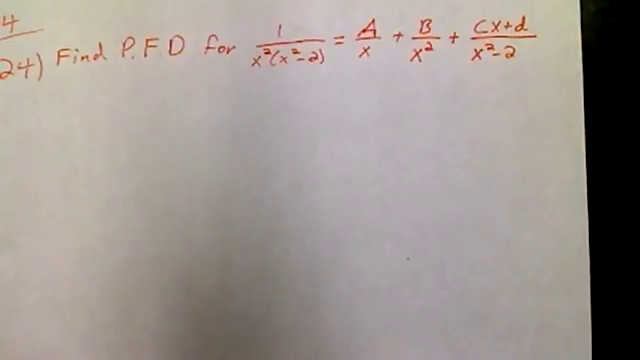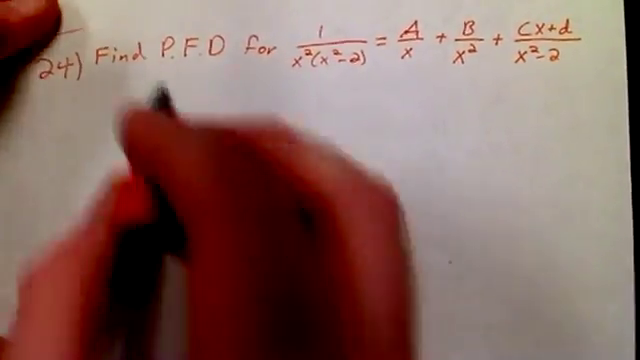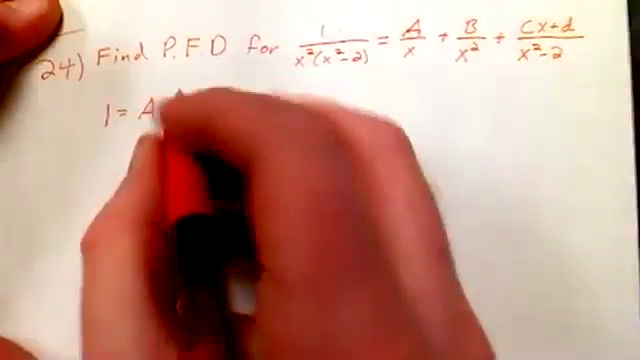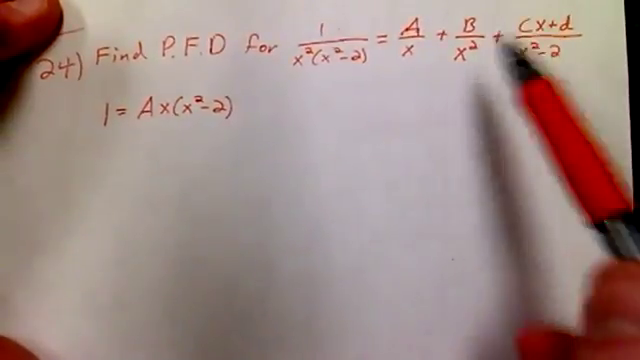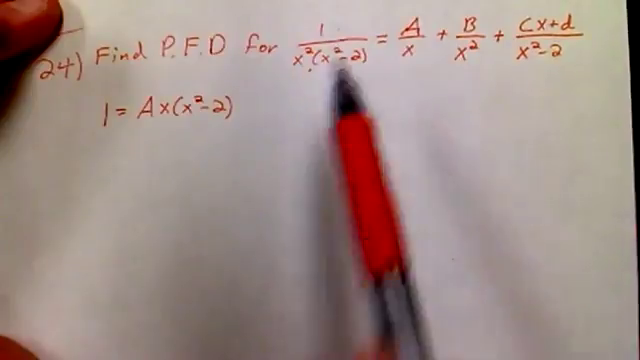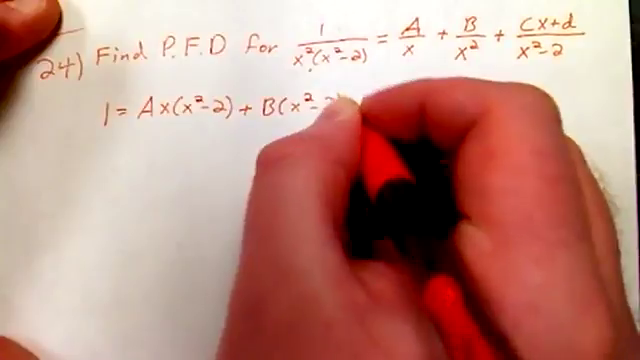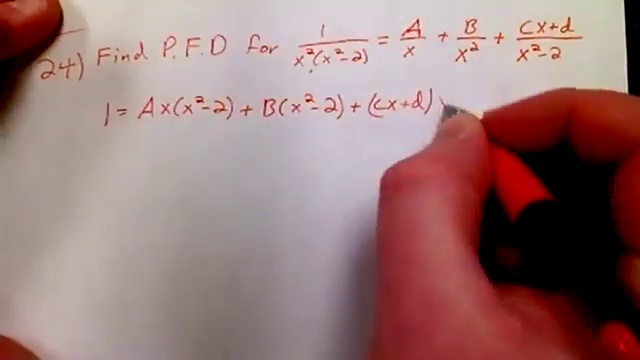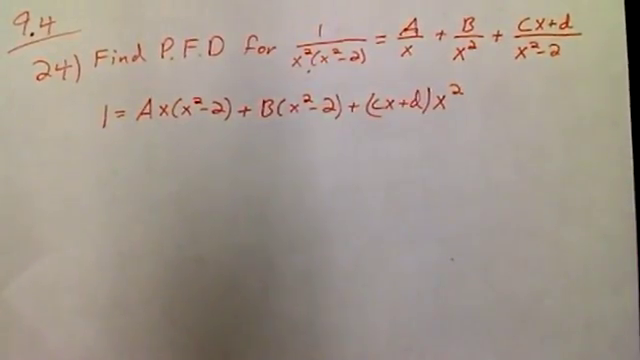Okay, I'll give you a little hint. What's nice about this is there's not tons of crazy fractions. The algebra is fairly straightforward. Okay, so now I know that 1 is equal to Ax times x squared minus 2, right? A times, to get that common denominator, we need an x and an x squared minus 2, plus B, there I need to multiply that by x squared minus 2, plus Cx plus D, and that needs an x squared. That would just be so we could get those common denominators.